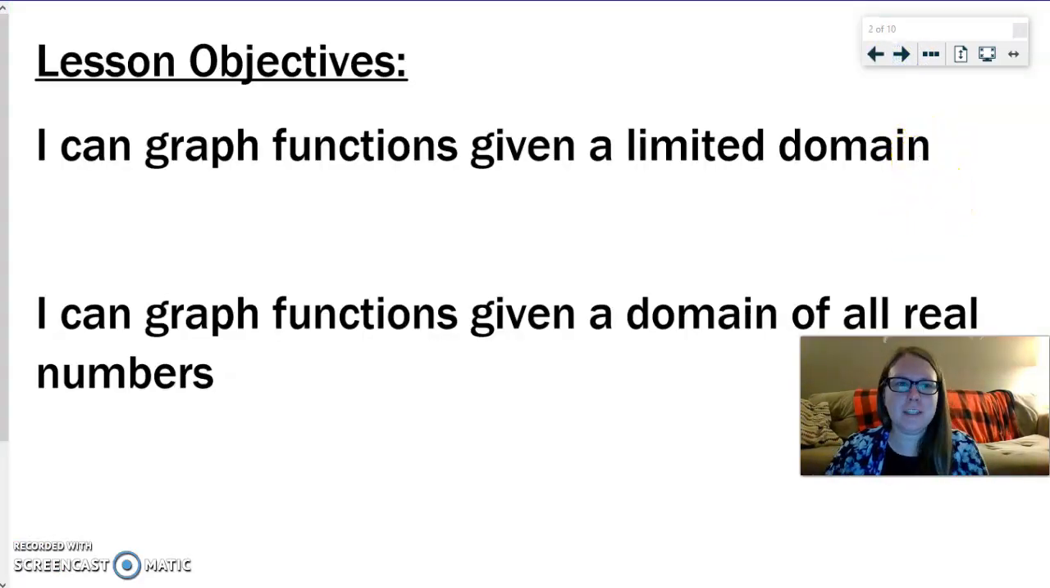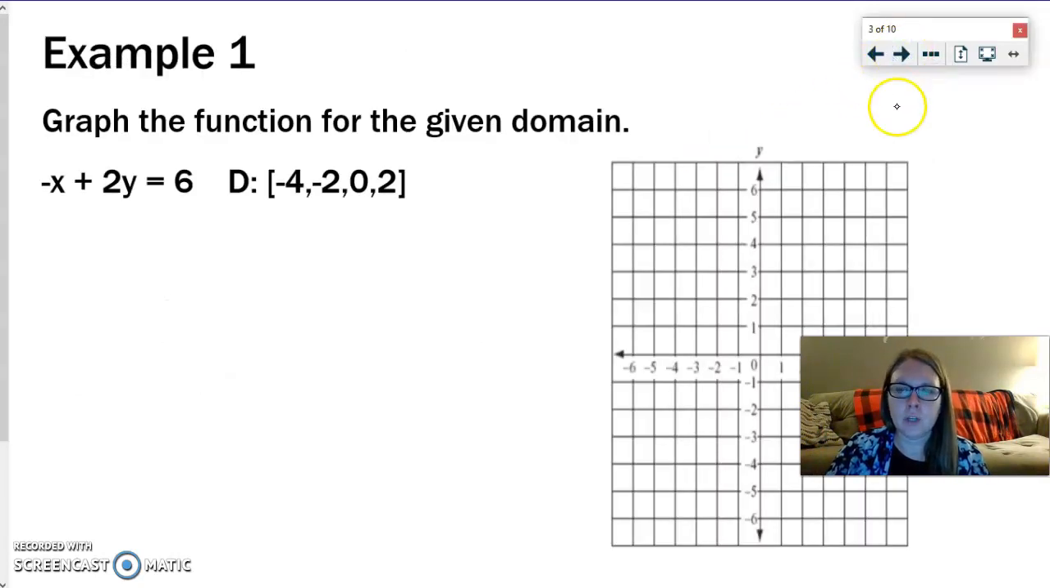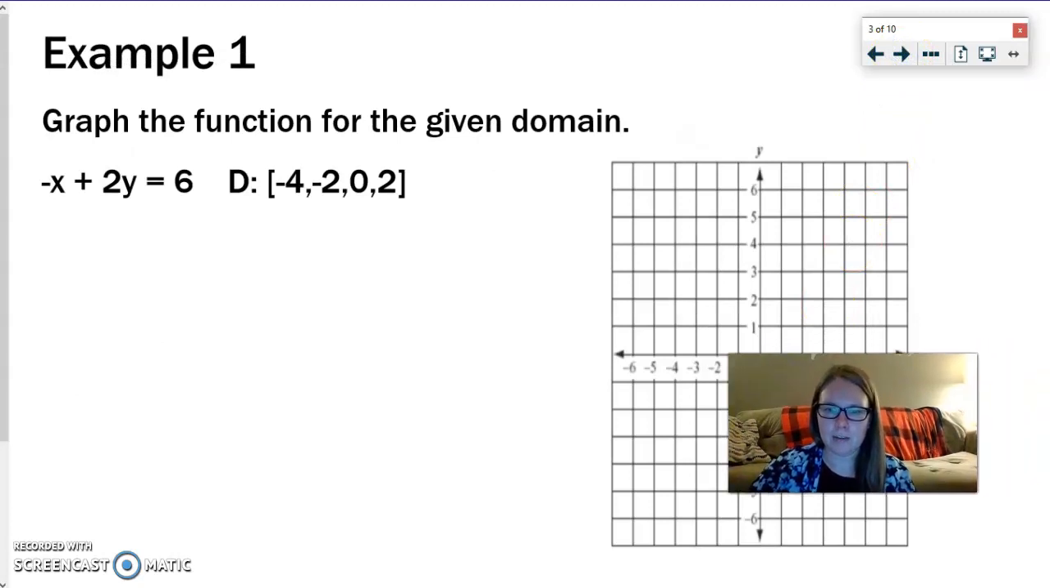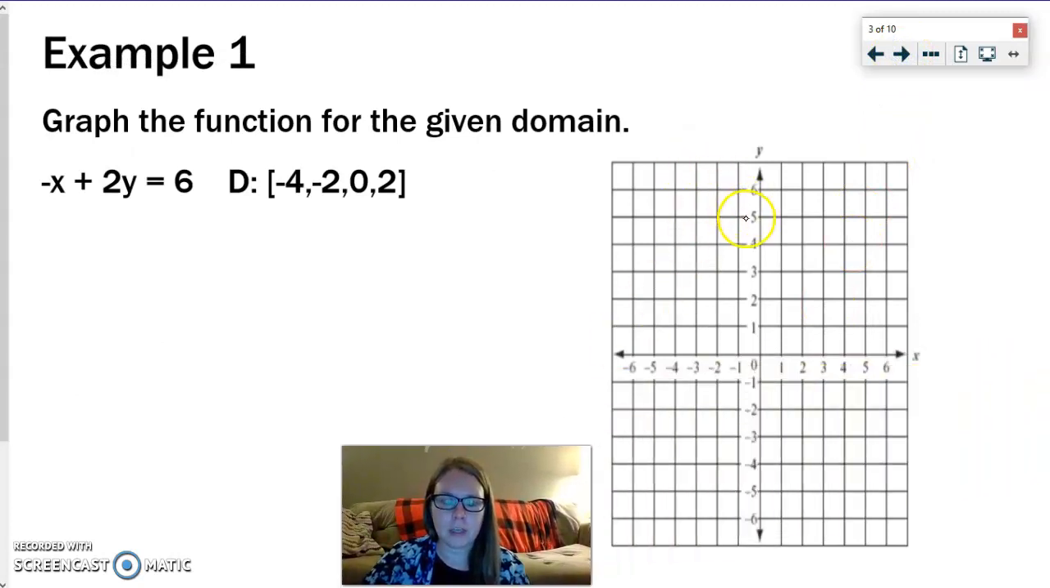So our objectives are I can graph functions given a limited domain, and I can graph functions given a domain for all real numbers. So we're going to be talking about graphing these functions given that I have a certain domain for them. So we actually don't have a key idea right away. We are going to go right ahead into a problem so that you can see how this is done.